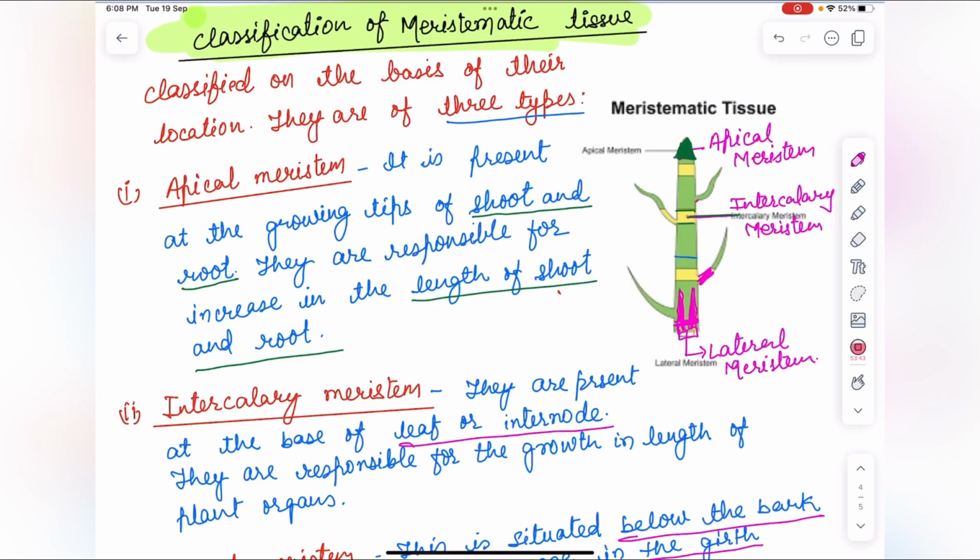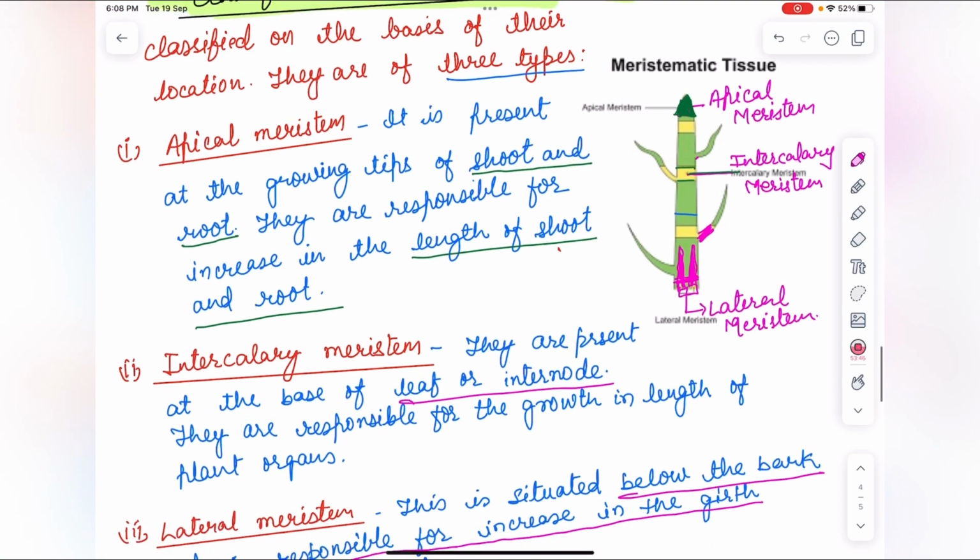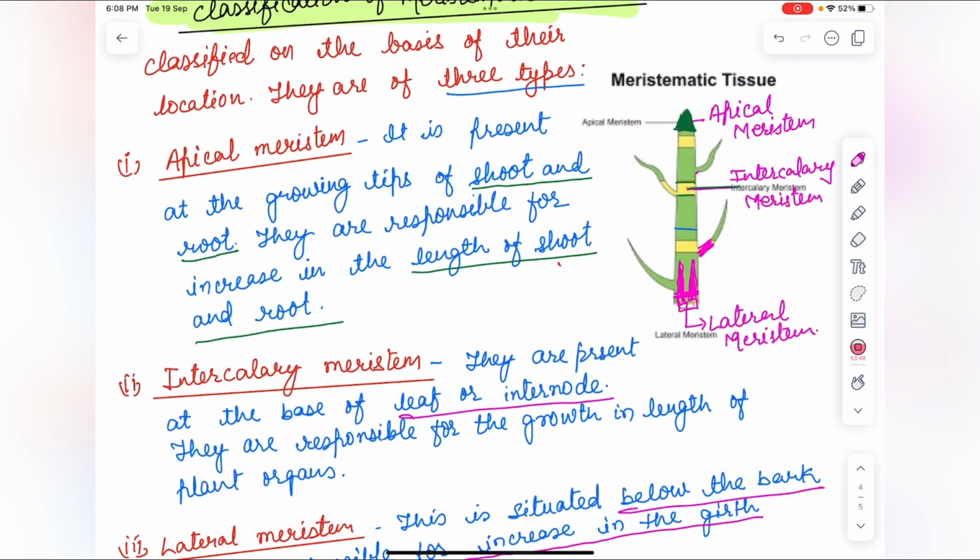So that's all. This is the meristematic tissue. In the next video, I am going to explain about permanent tissue.